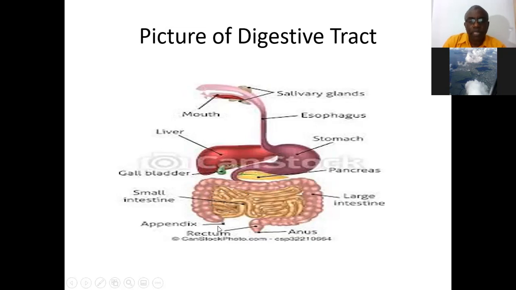The large intestine circles around the small intestine. So it starts here, which is clear on another slide, at a place called the cecum. And this part that goes up is called the ascending colon. The part that goes across is called the transverse colon. And the part that comes down here is called the descending colon.